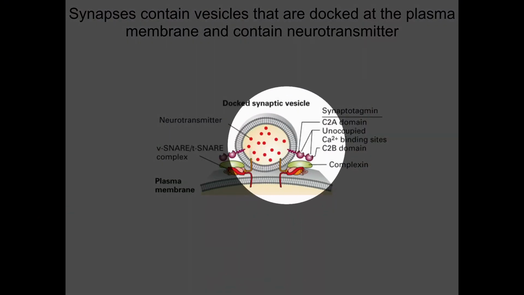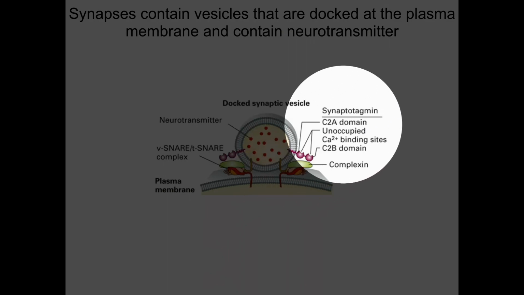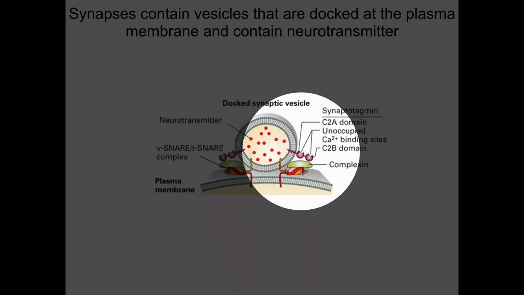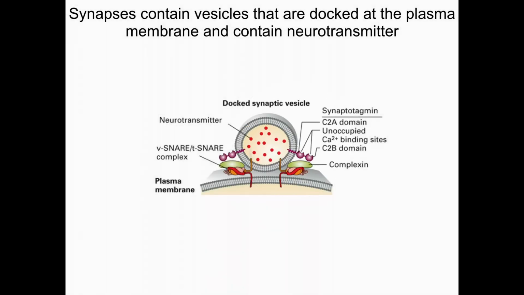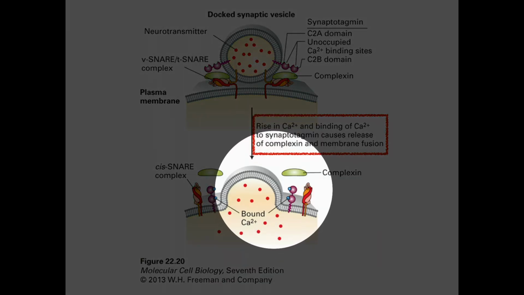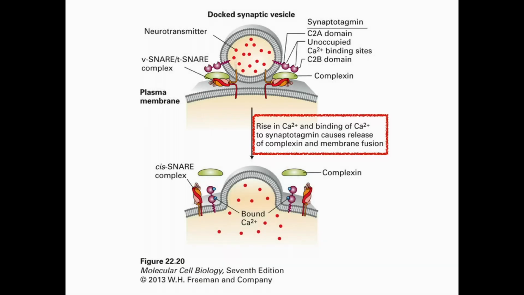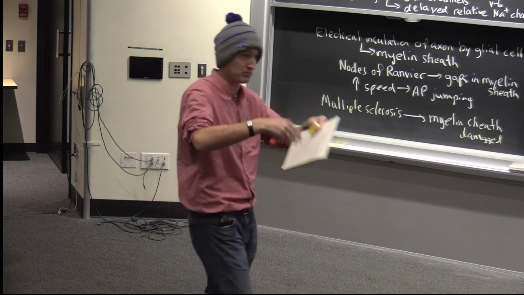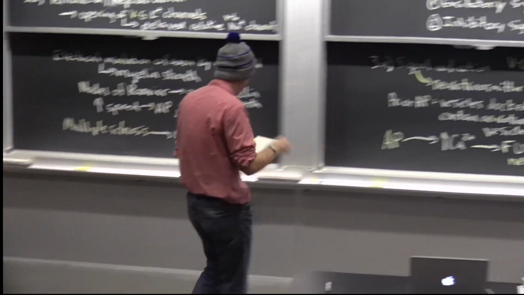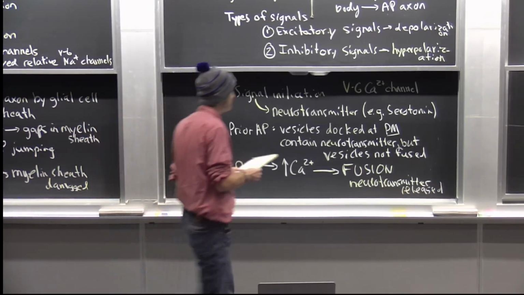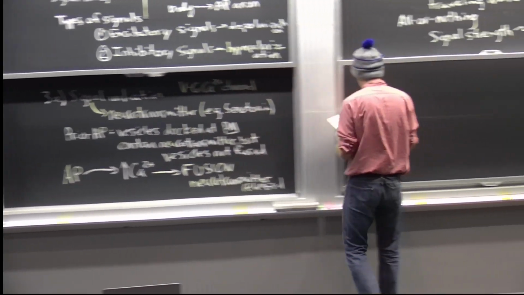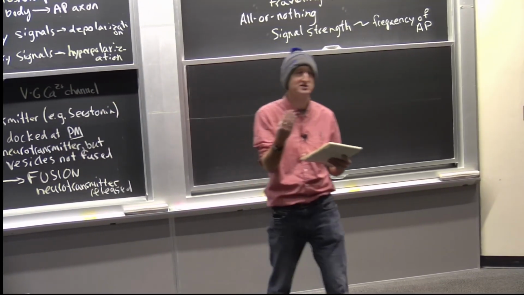What you see on this docked synaptic vesicle is a calcium binding protein called synaptotagmin that's present on the vesicle. When calcium goes into the cytoplasm, that protein binds to calcium and it activates the fusion machinery, such that the membrane of the vesicle fuses with the plasma membrane of the cell, thus releasing the neurotransmitter into the synaptic cleft. Okay, so this is what starts the signal.